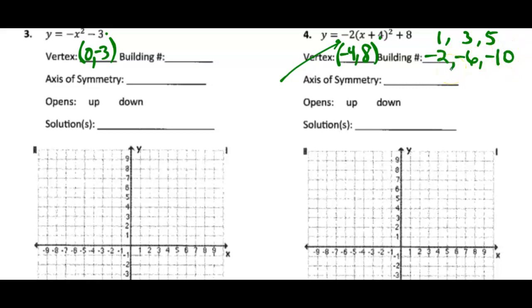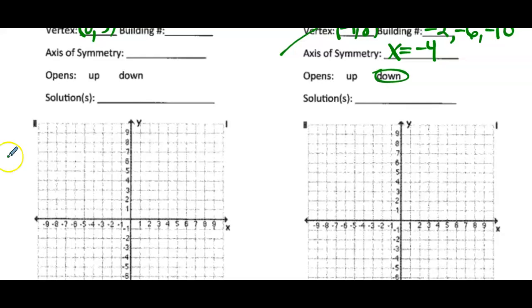Okay, what's my axis of symmetry? X equals -4. Am I going up or down? Down. I don't know my solutions yet. I need to graph. So, to graph this, I start at -4, 8. So I go over to the left 4, go up to 8, put a dot.